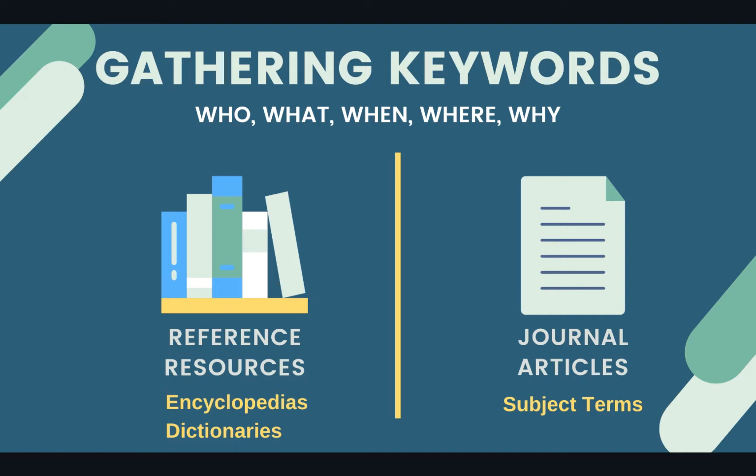You can gather keywords from reference resources, such as encyclopedias and dictionaries. You can also gather keywords from subject terms from journal articles. Subject terms offer controlled vocabulary that is friendly to the database.